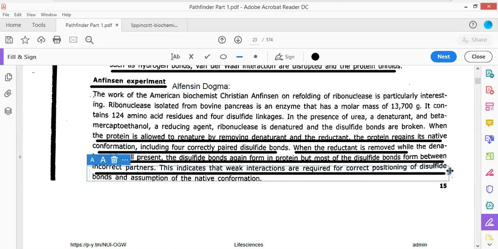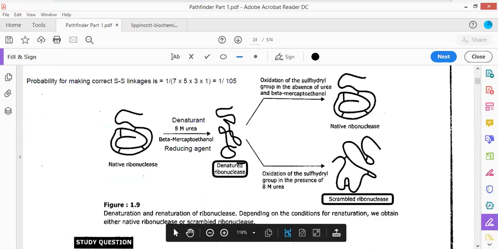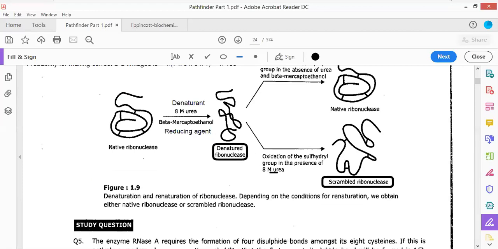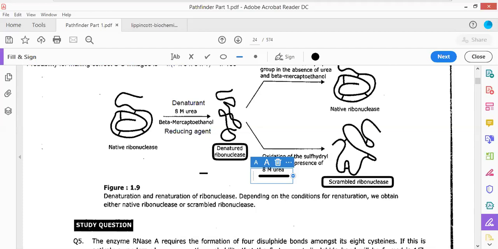So if you remove only one molecule, that is, you have removed the reductant but you have not removed the denaturant, the denaturant is still present, then what is going to happen? You will get a scrambled ribonuclease with very little chance of renaturation. If you can't get it, do write to me. You just WhatsApp me. I will answer your queries.